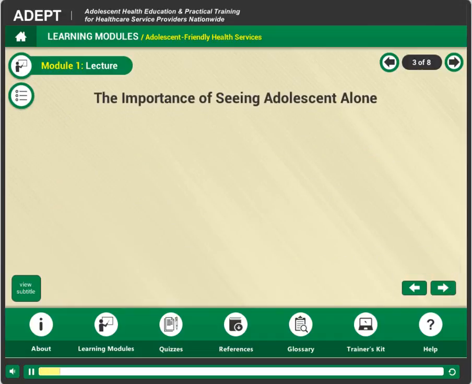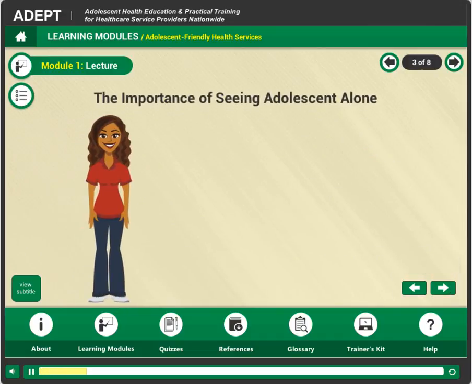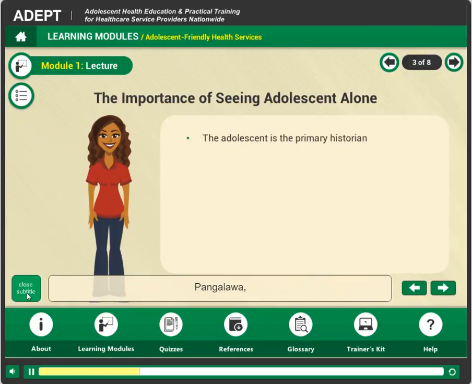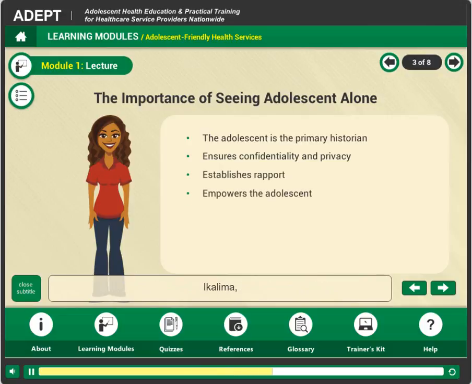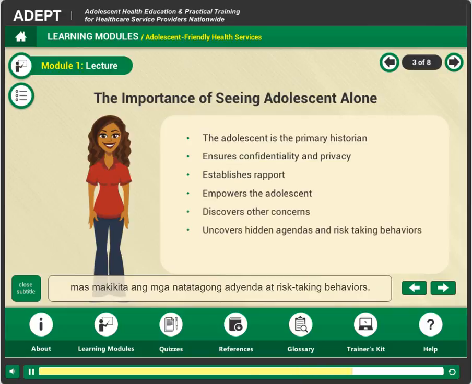But why is it important to see the adolescent alone? First, the adolescent is the primary historian. Second, seeing them alone ensures confidentiality and privacy. Third, to establish rapport. Fourth, it empowers the adolescent. Fifth, it allows the healthcare provider to discover other concerns. Sixth, it uncovers hidden agendas and risk-taking behaviors. And seventh, it facilitates better communication.